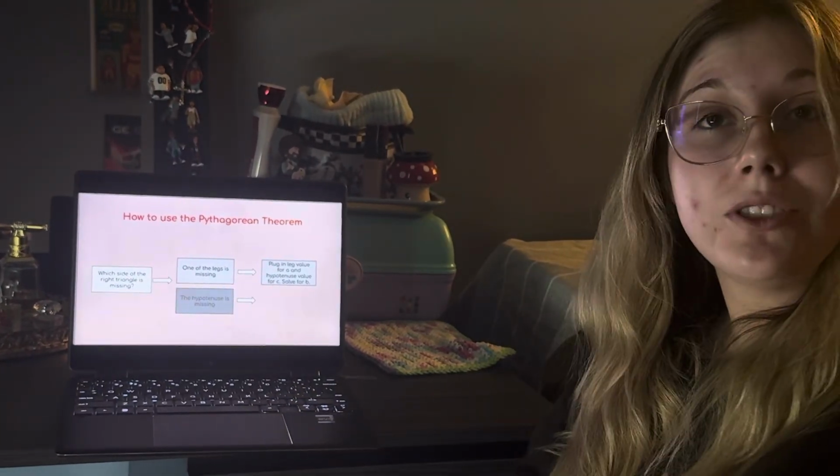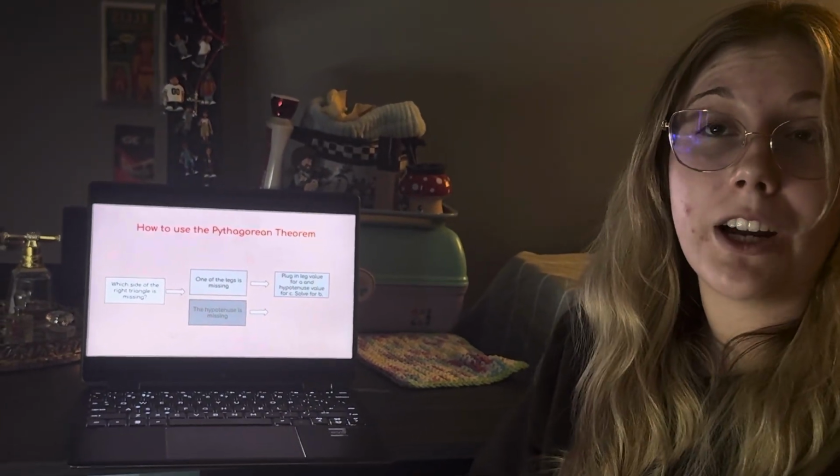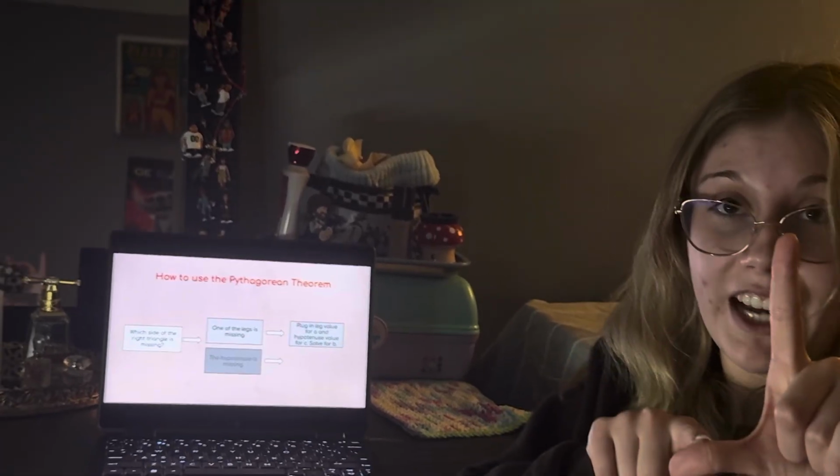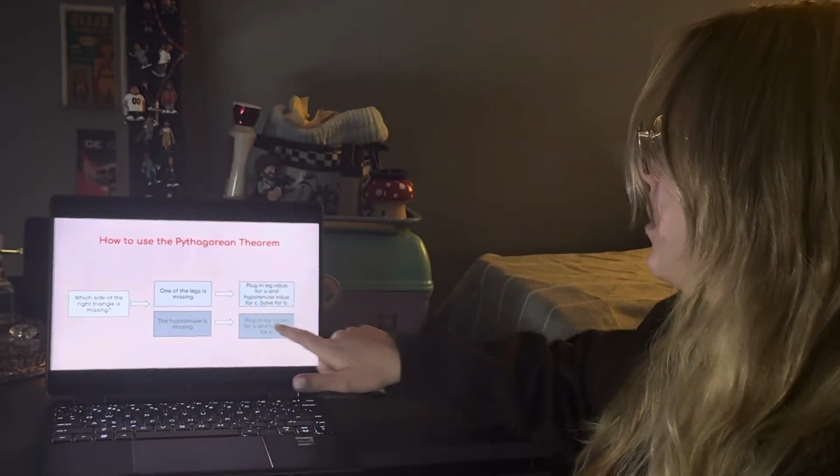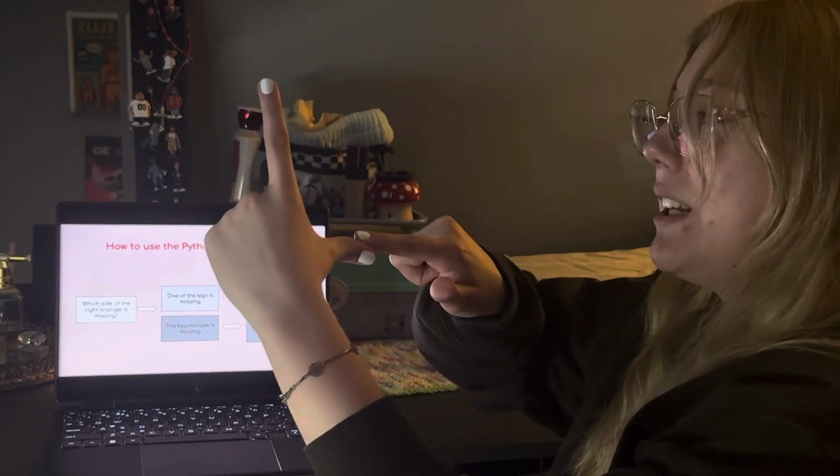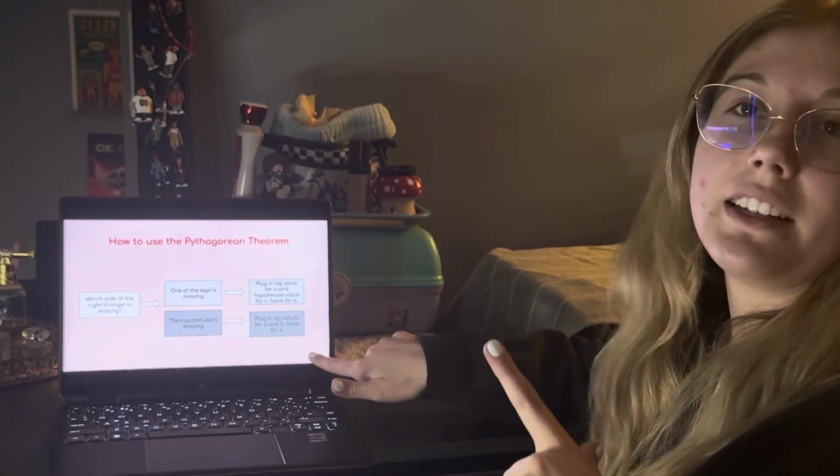But if the hypotenuse is missing, remember that is the side of the right triangle that is not attached to that 90-degree angle. We would plug in the leg values A and B and solve for C, and I would show that here as well.